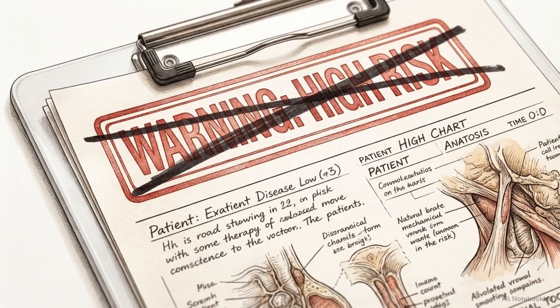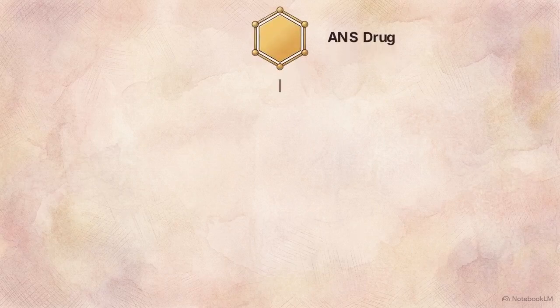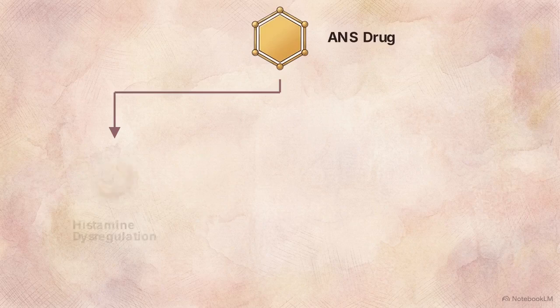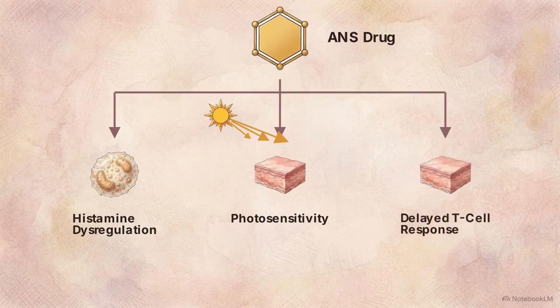Clinicians often shorthand these reactions as allergies, but true IgE-mediated allergies only account for a fraction of these eruptions. Treating all drug-induced rashes as a single, uniform pathology leads to misdiagnoses and incorrect treatment timelines. This diagram illustrates the three distinct cellular pathways driving ANS drug eruptions: interference with local histamine regulation, drug-induced photosensitivity, and structural immunogenicity triggering a delayed T-cell response.